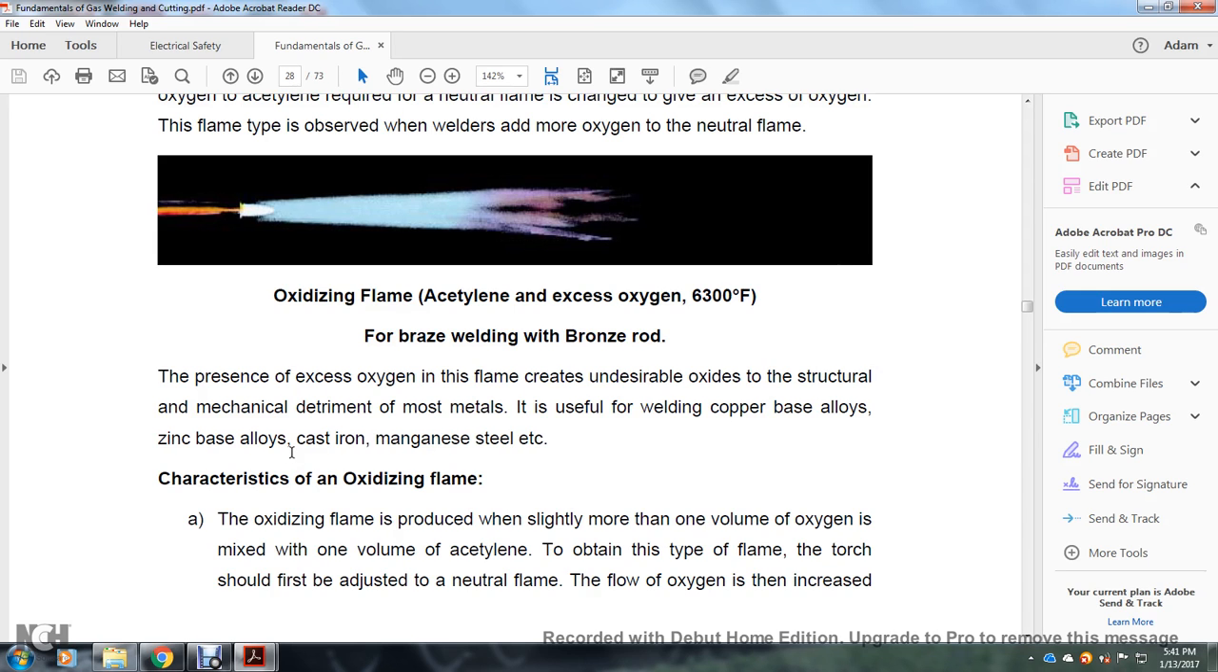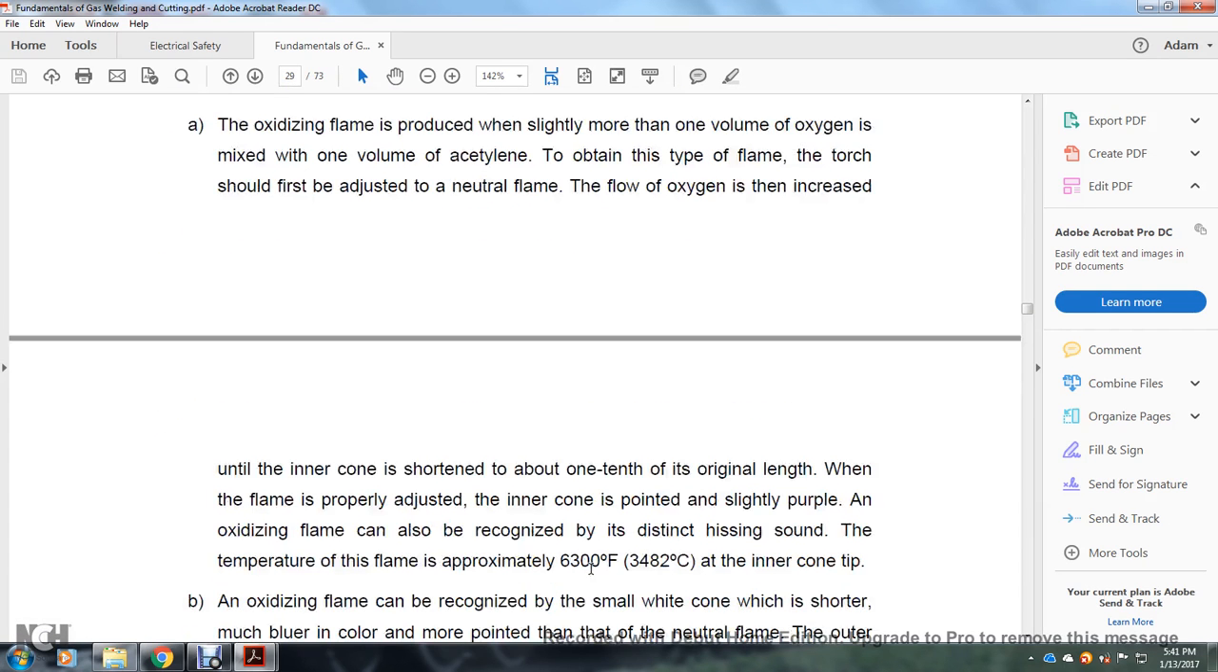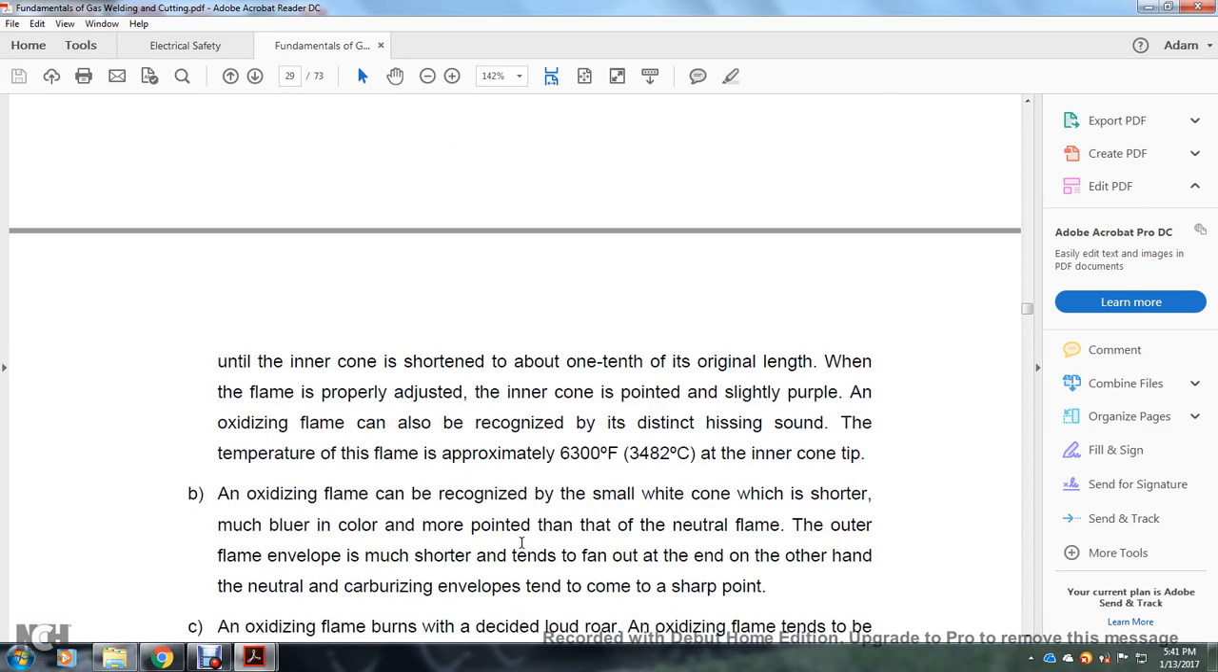Now, the characteristics of the oxidizing flame. The oxidizing flame uses slightly more than one volume of oxygen mixed with one volume of acetylene. To obtain this type of flame, the torch should first be adjusted to the neutral flame. The flow of oxygen is then increased until the inner cone is shortened to about 1/10 of its original length. When the flame is properly adjusted, the inner cone is pointed and slightly purple, and an oxidizing flame can be recognized by a distinct hissing sound. The temperature of the flame is approximately 6,300 degrees Fahrenheit, or 3,480 degrees Celsius, at the inner cone tip.